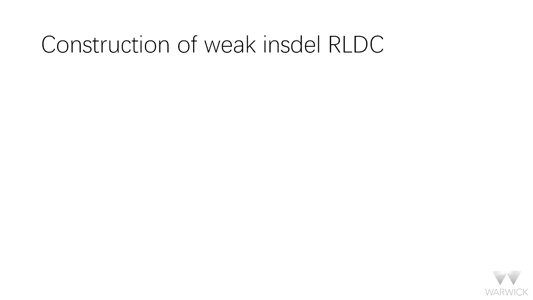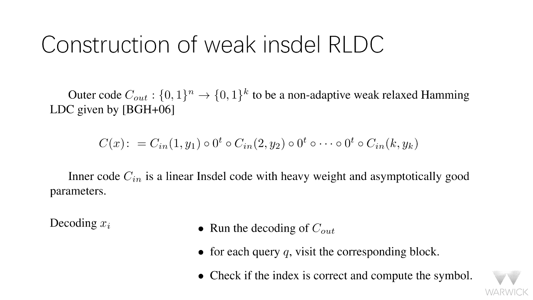The construction of the weak in-style RLDC. For this part, we basically use a concatenation technique. We start with the outer code, which is a non-adaptive, weak, relaxed Hamming LDC given by the original paper. And then we set up the inner code to be a linear in-style code with heavy weight, and which is asymptotically good. Then we insert some zeros in between the blocks, and we can show that this indeed can work.